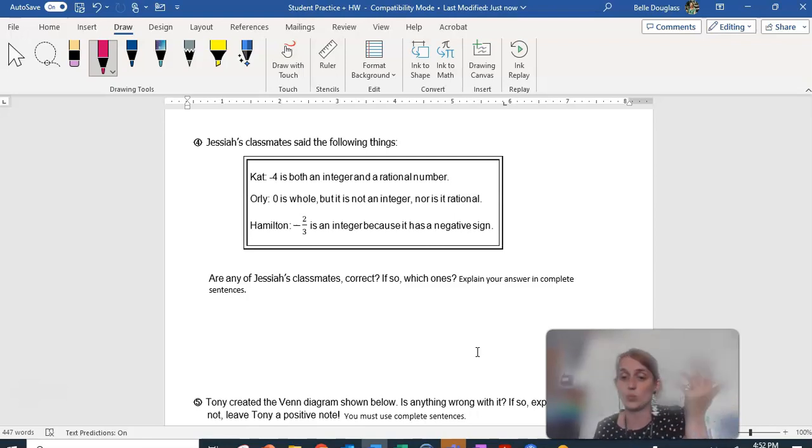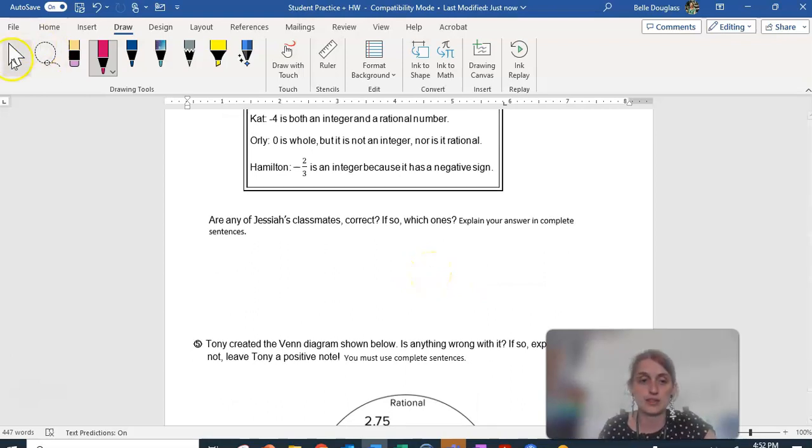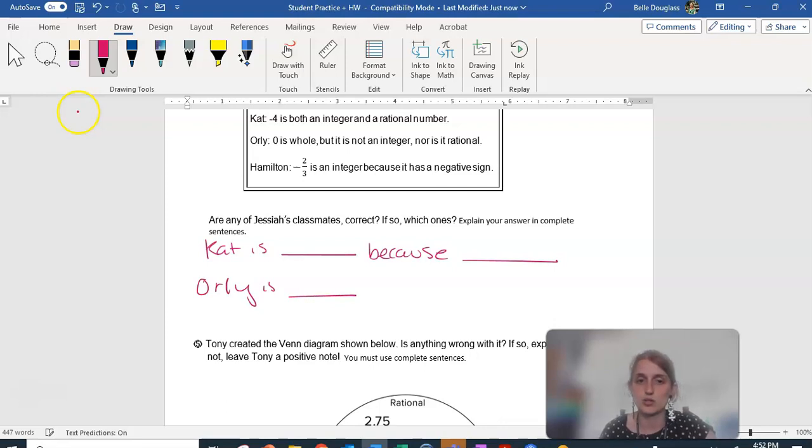I'm not telling you 1, 2, 3 of them are correct. I'm not telling you how many people are wrong. I'm asking, is anyone right? If anyone is right, I want to know who's right and why you picked them. So what I'm looking for is probably 3 sentences. Kat is, you tell me, right or wrong? Because, why? Orly is, right or wrong, you choose, because, why? Hamilton is, because.